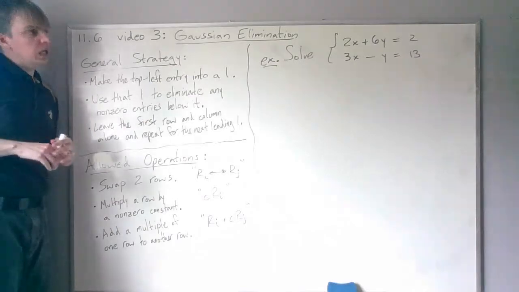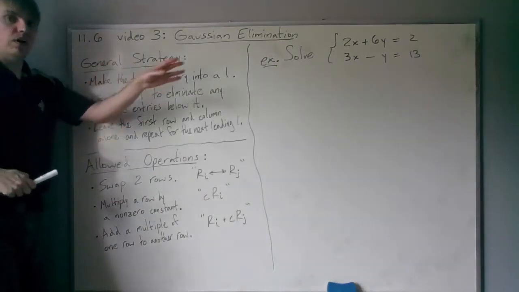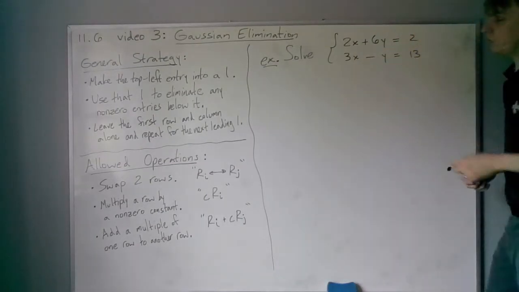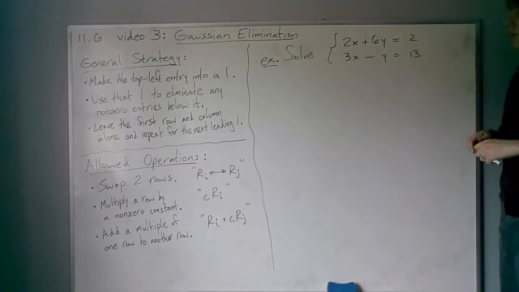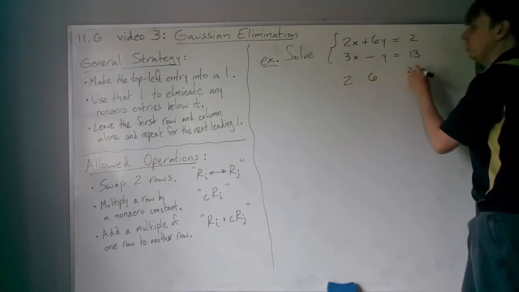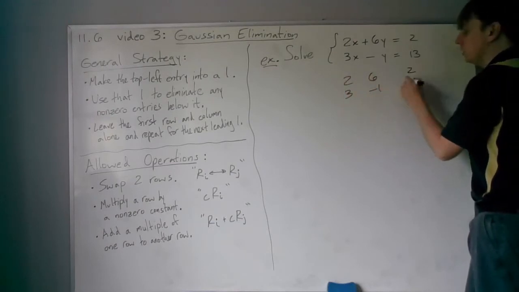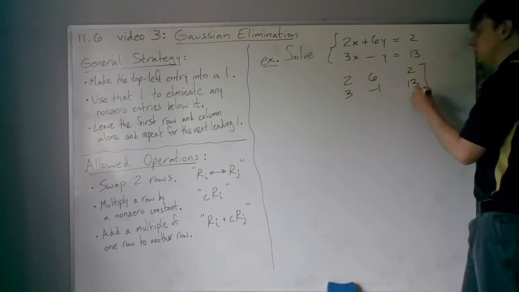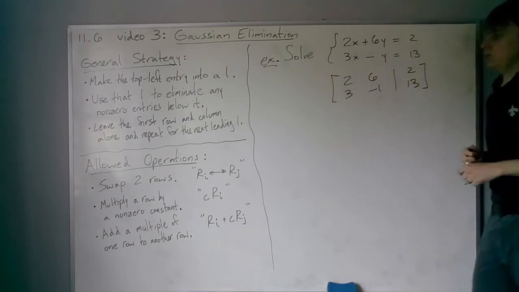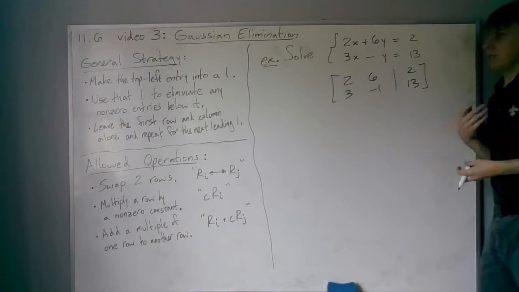Okay, anyway, let's just try it with an example. So I have a nice simple system of equations with two variables here. So I'm first going to write the matrix, which is 2, 6, 2, 3, -1, 13. And this is an augmented matrix, so I'm going to use my vertical line. My first step is to make the top left entry into a 1.